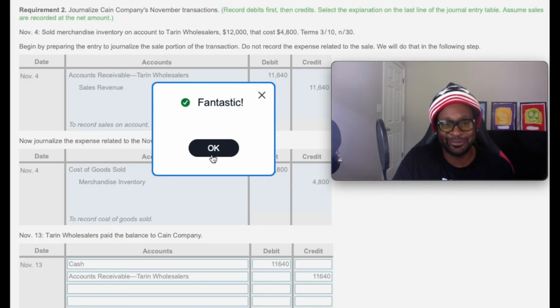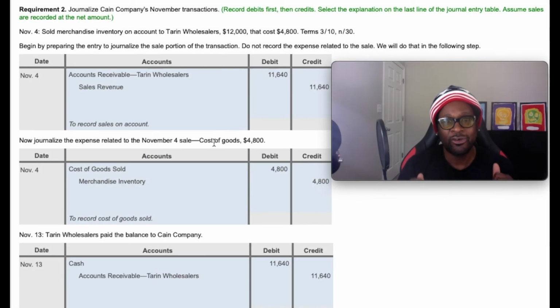Beautiful work, gang. So there you have it, gang. A really beautiful explanation of how to manage both sides of the coin when dealing with selling or purchasing inventory.